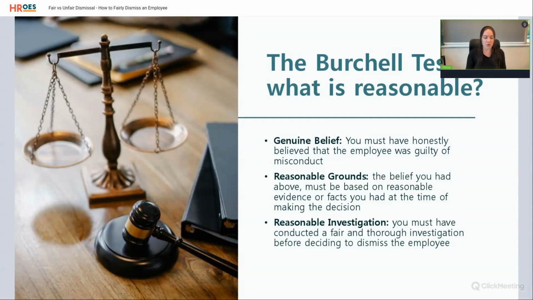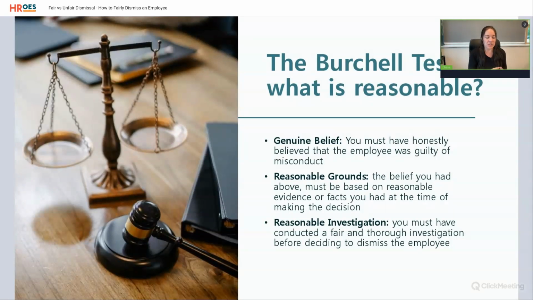Now, if we've got someone who's in and out of work a bit late, their hours aren't quite right, or their work's a bit substandard, have we got a genuine belief that they have committed misconduct? Or is that a capability issue? We need to make sure that we have selected the right reason and that we honestly believe that that is what is the salient issue that's in contention.